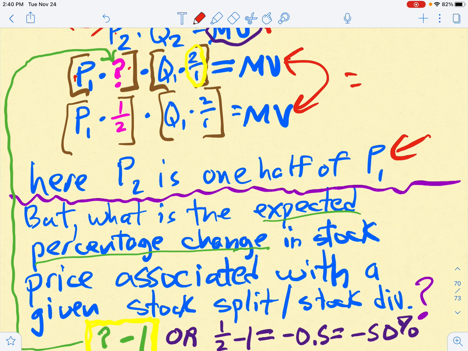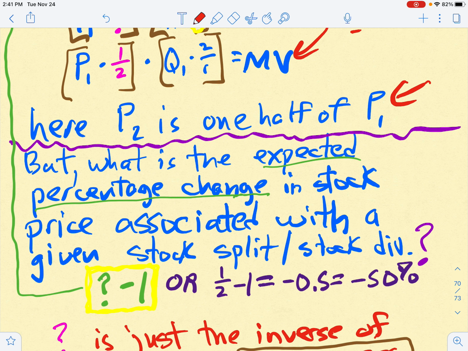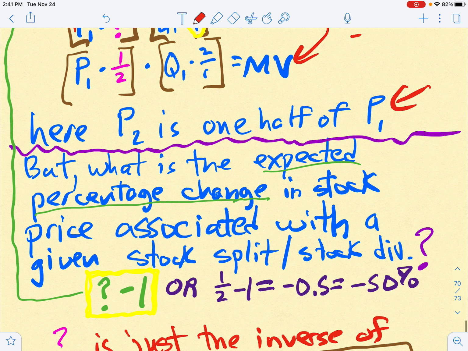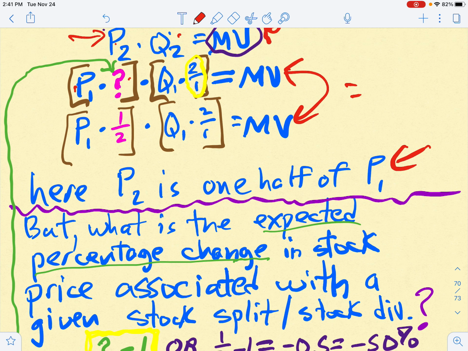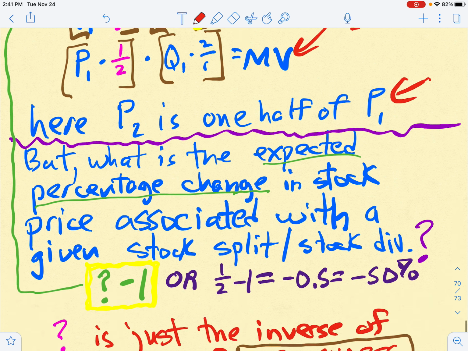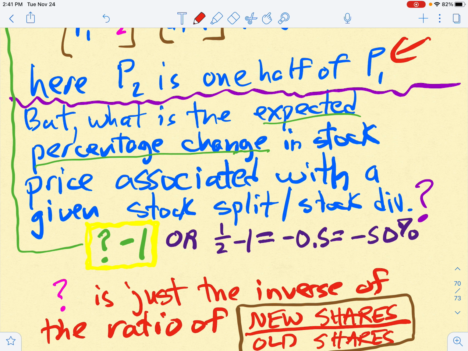Well, let's now consider something else. What is the expected percentage change in stock price associated with a given stock split or a given stock dividend? And the answer is, it's just this value right here, that question mark, minus 1.